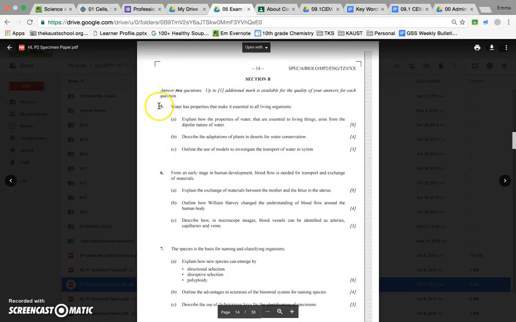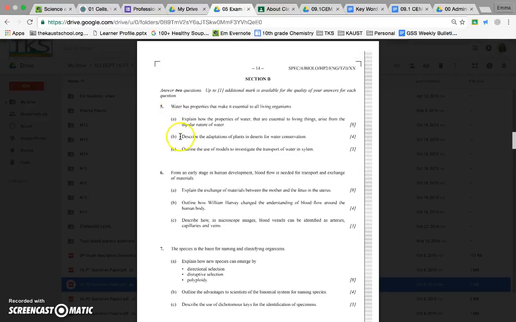Now, if you choose question 5, you do have to do A, B, and C. If you choose question 6, you have to do A, B, and C, and you will have to make sure that you write it very, very clearly on your answer paper so the examiner knows which ones you have attempted.